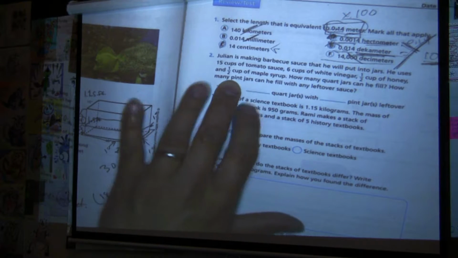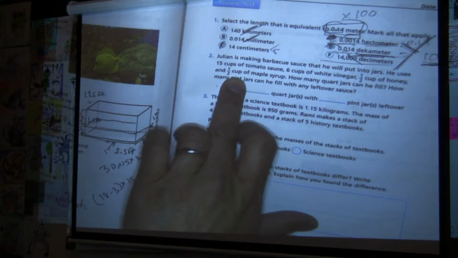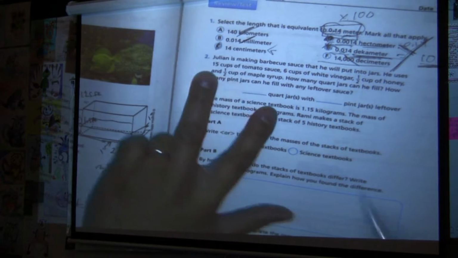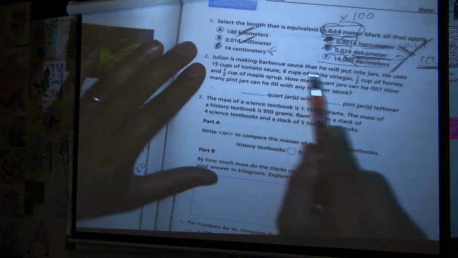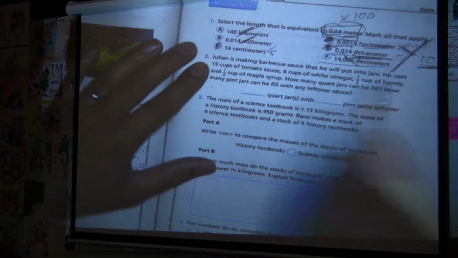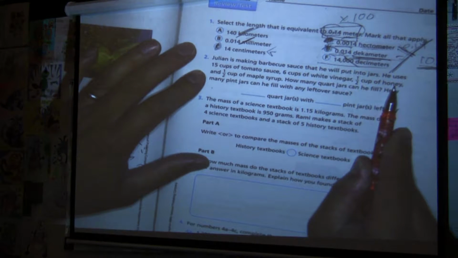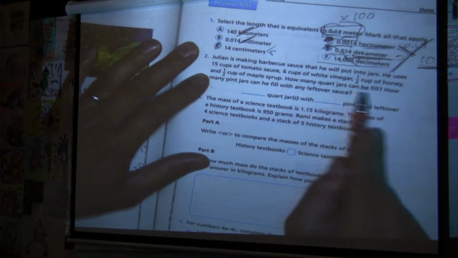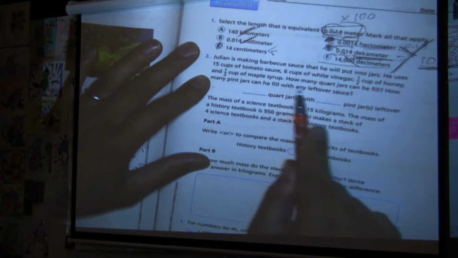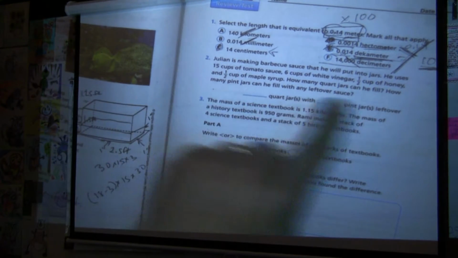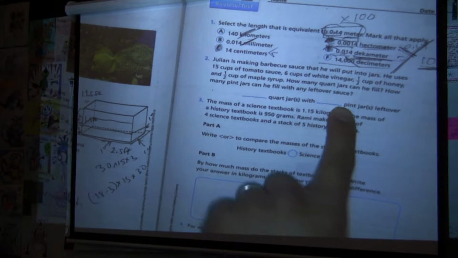You said number 2 also needs to be looked at? Julian is making barbecue sauce that he will put into jars. He uses 15 cups of tomato sauce, 6 cups of white vinegar, half cup of honey, and half cup of maple syrup. How many quart jars can he fill? How many pint jars can he fill with any leftover sauce? This has a tricky portion to it. It's that conversion to pint.